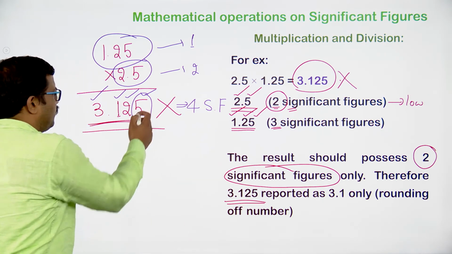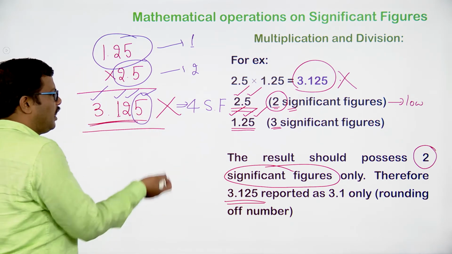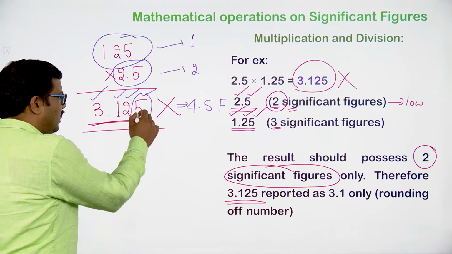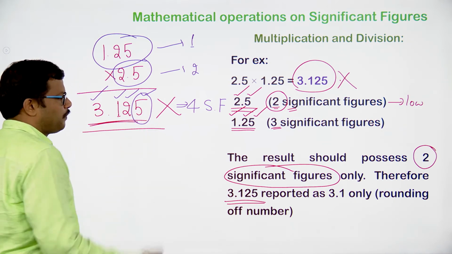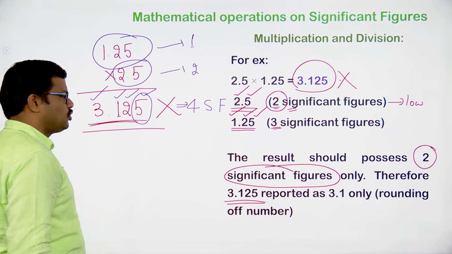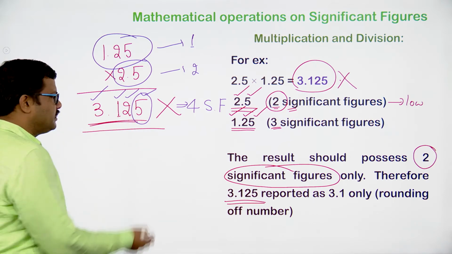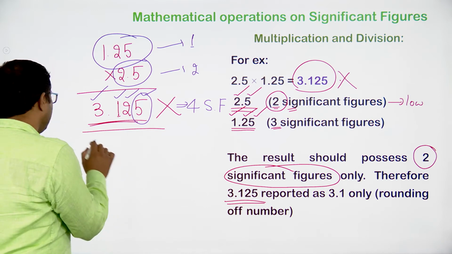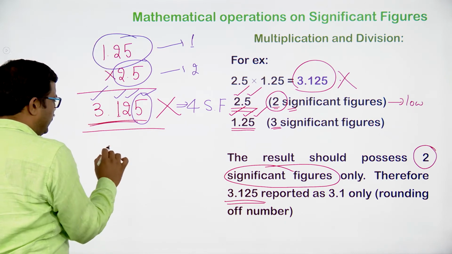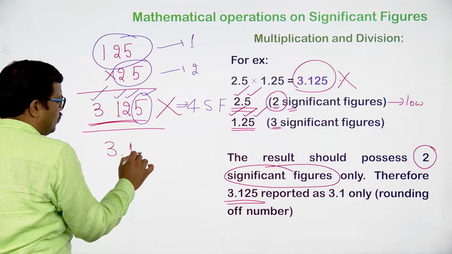So first I have to remove the 5. I cannot remove 2 at a time; I have to remove the last digit first. The last digit to be removed is 5. In this case, when the last digit to be removed is 5, we have to look at the preceding number. Here the preceding number is an even number, so there is no change. So I can write the value as 3.12 only.